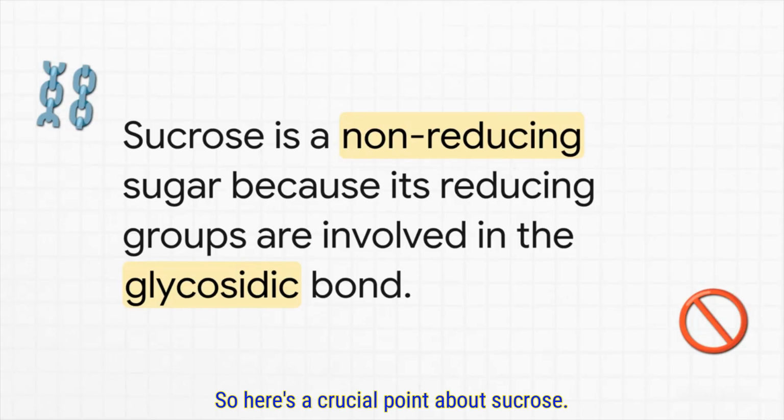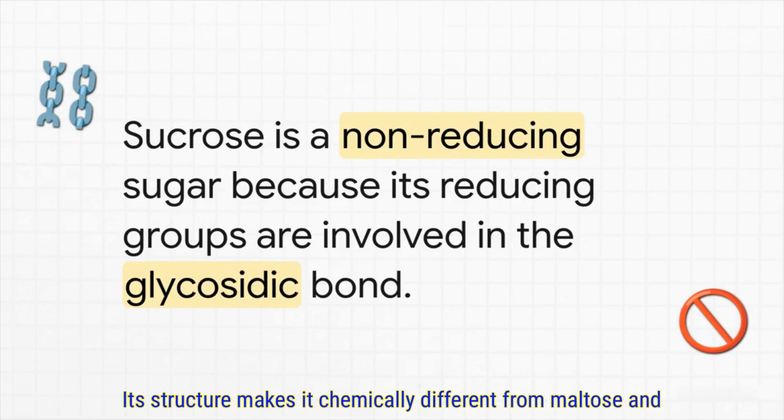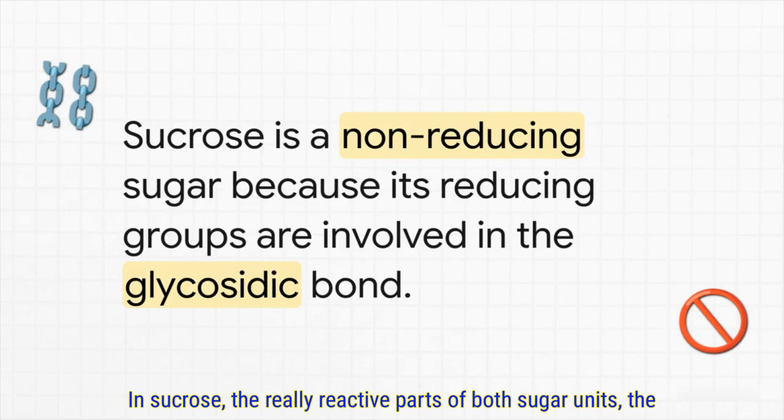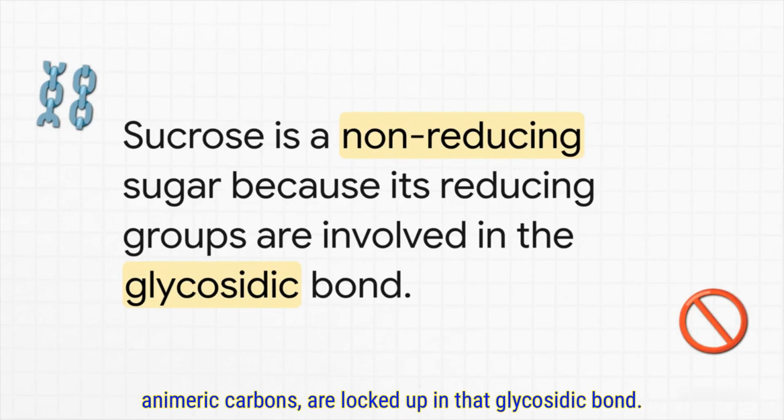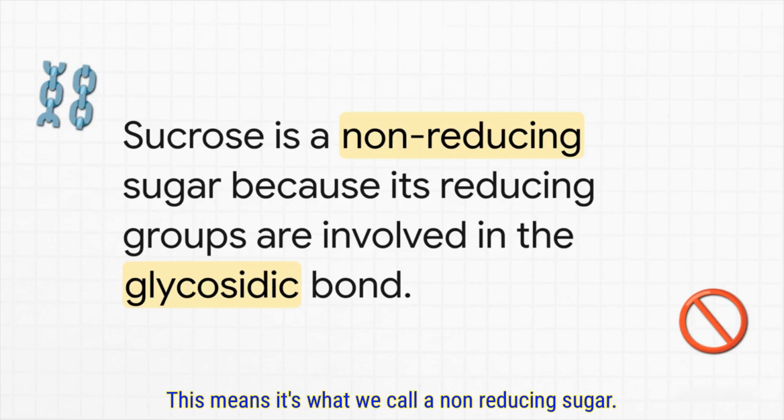So here's a crucial point about sucrose. Its structure makes it chemically different from maltose and lactose. In sucrose, the really reactive parts of both sugar units, the anomeric carbons, are locked up in that glycosidic bond. This means it's what we call a non-reducing sugar.